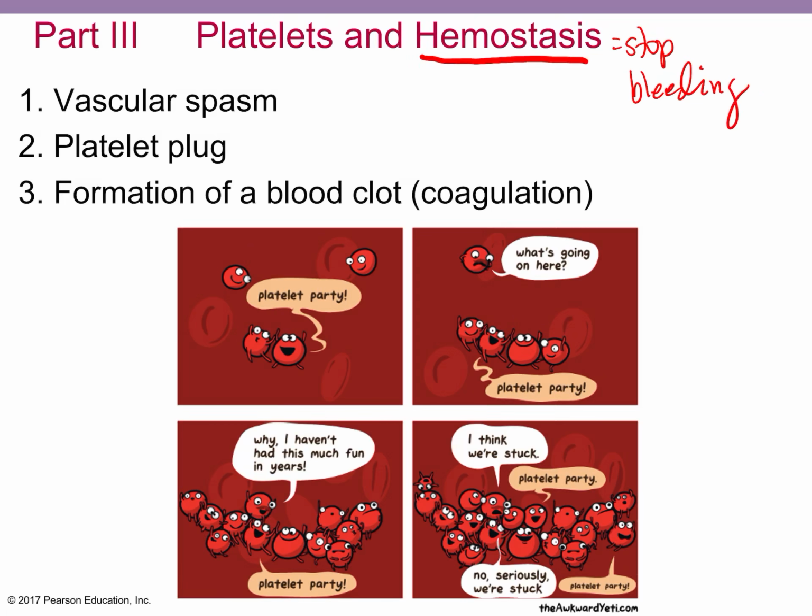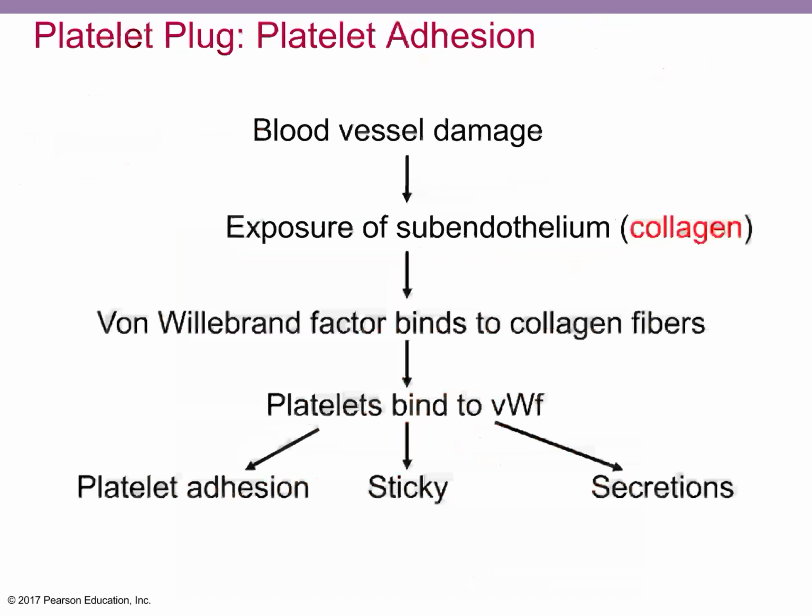And it's done 3 ways. So the first thing you're going to do is the vessel itself will spasm, right? So the smooth muscle here is going to contract to help stop the blood flow going through that vessel. Then our second step is our platelets will come in and form something called a platelet plug. Then our third step is to coagulate. So the plug and coagulation are separate processes. So we're going to take a look at the platelet plug first.